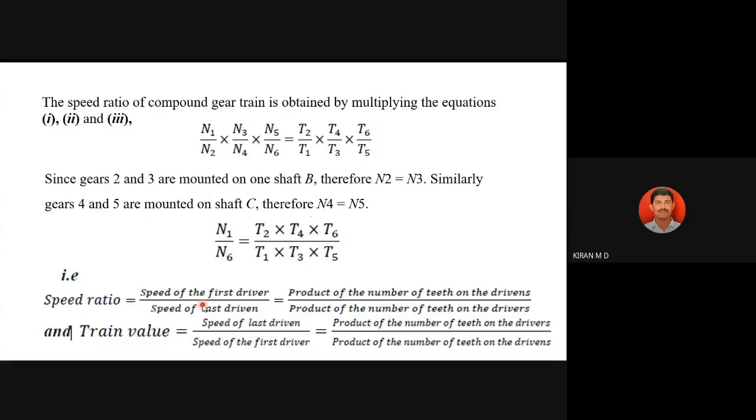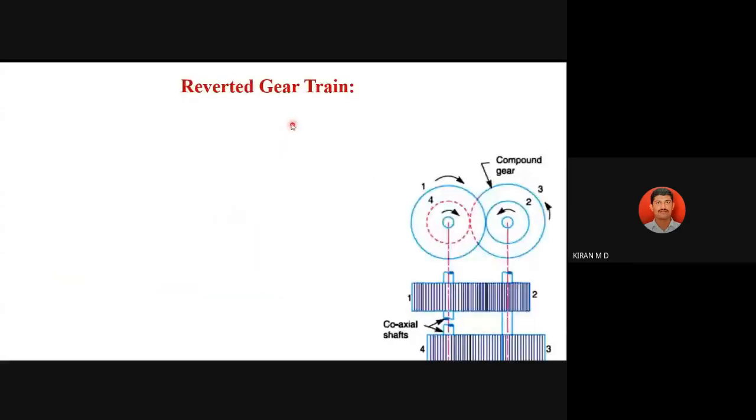Okay, next is the reverted gear train. It is a form of compound gear train, but the axes of the first gear and the last gear are coaxial or collinear. Gear 1 is the driver, and gear 4 is the driven.